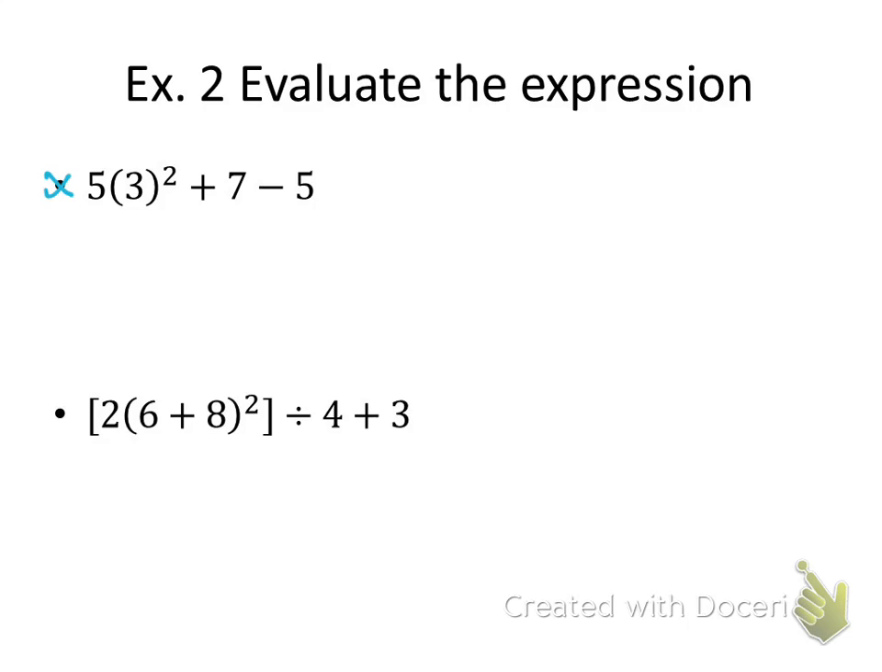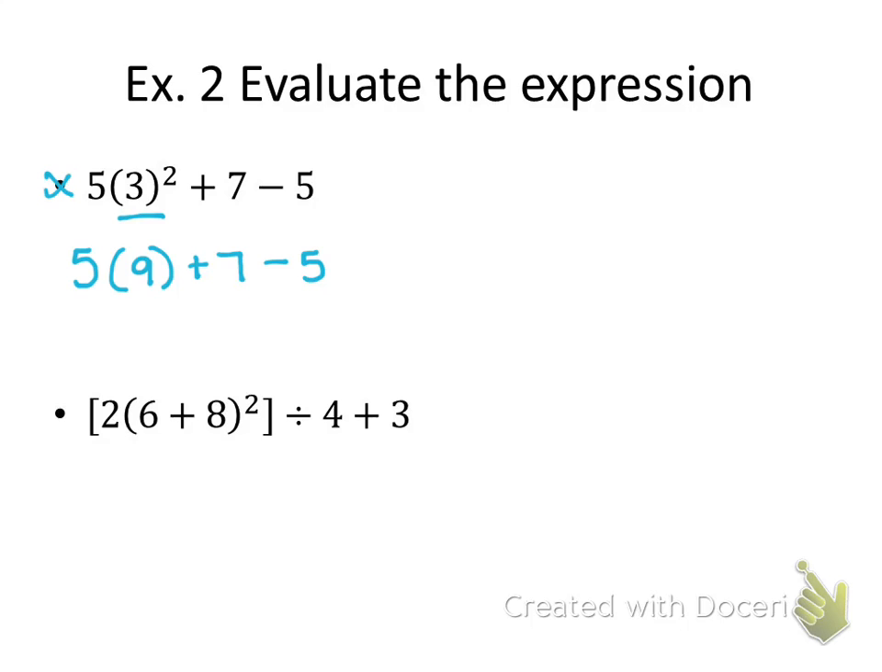Do you see any exponents in this problem? Yes, so I need to do that first. What is 3 squared? 9. So now I have 5 times 9 plus 7 minus 5. So we skipped parentheses because there was none. We did exponents. Now I'm on to multiplication.